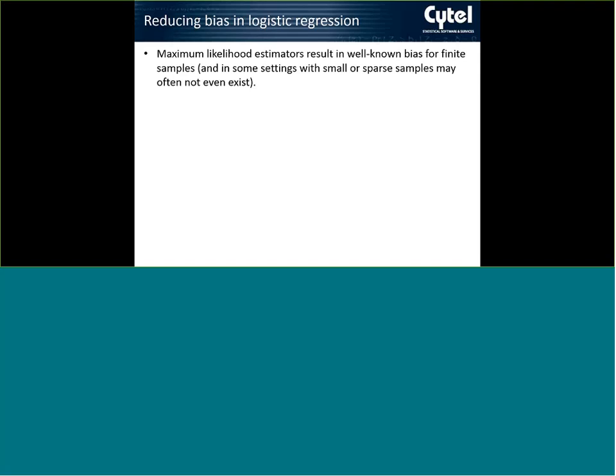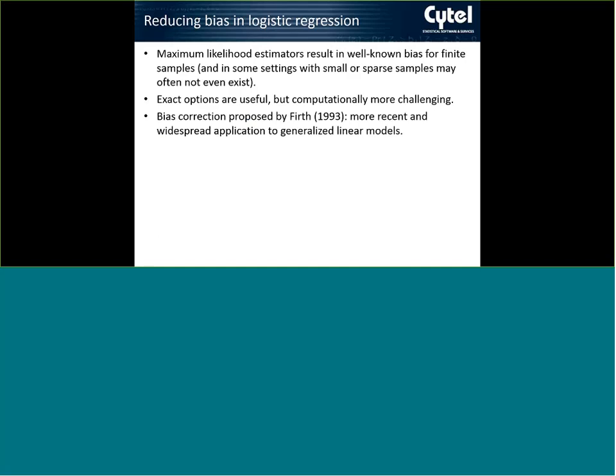But the problem is that it's been well understood for a long time that maximum likelihood estimators result in some well-known bias for finite samples. And in some cases, the MLEs may not even exist where samples are small or sparse. Where exact options are useful, they're robust and they work even where the MLE doesn't, but they're computationally more challenging.